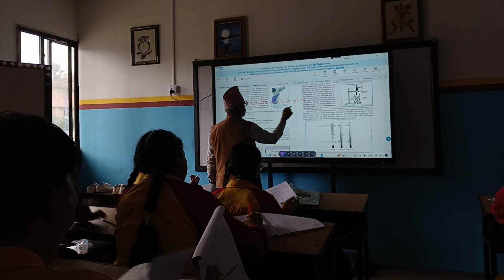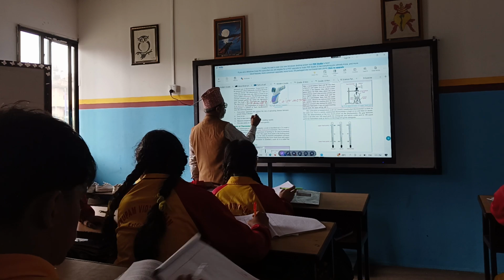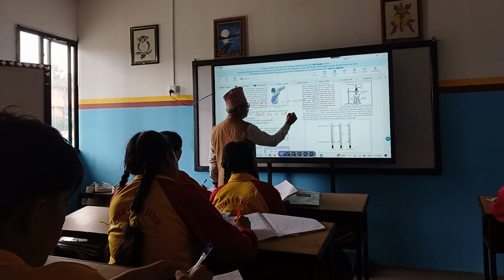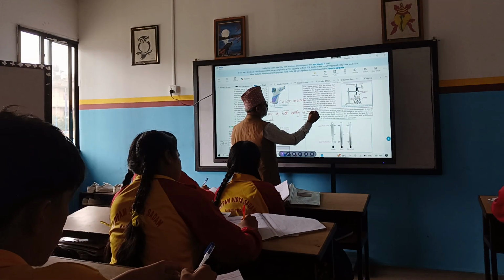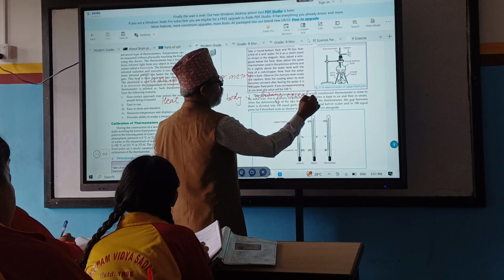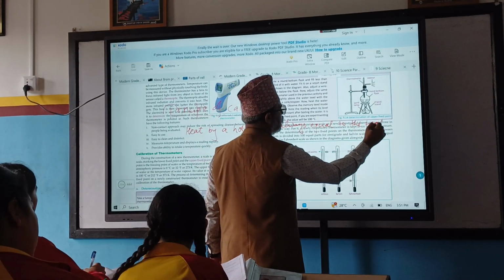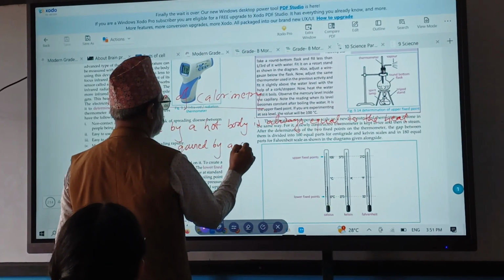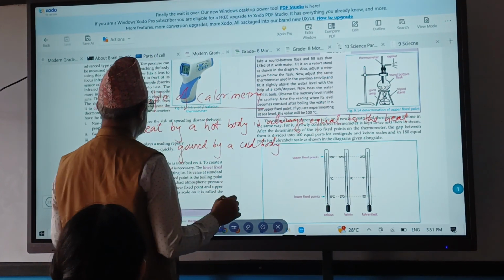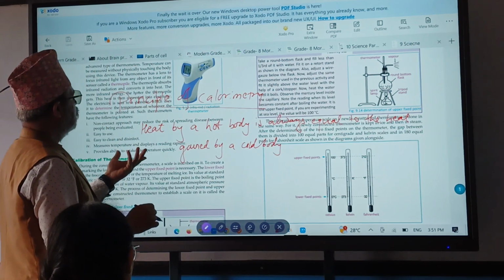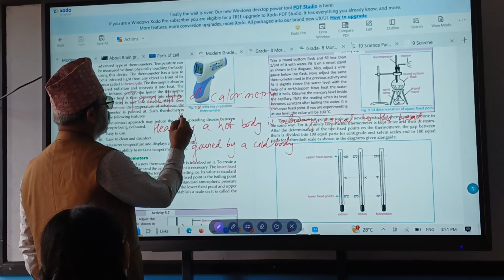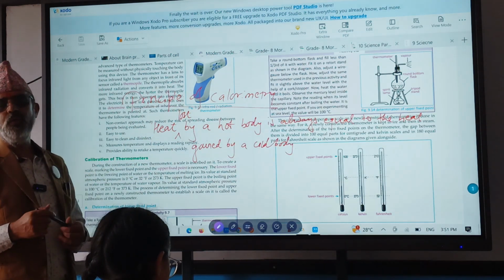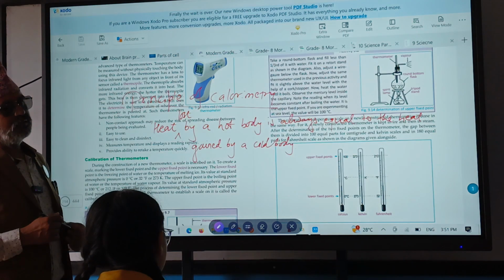Calorimetry: the heat lost by a hot body is always equal to the heat gained by a cold body. That's right. Okay, what did you state? What is heat lost? Heat lost by a hot body is always equal to the heat gained by a cold body. This is the principle of calorimetry.